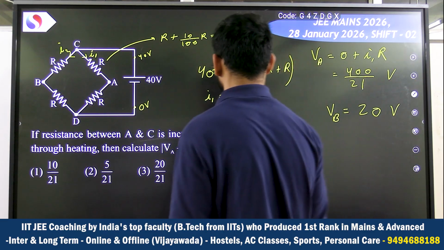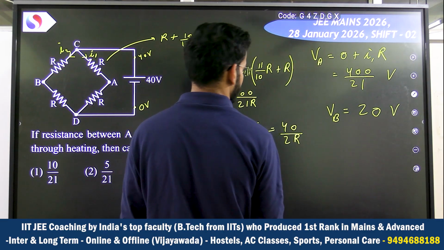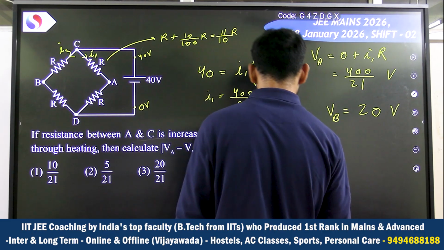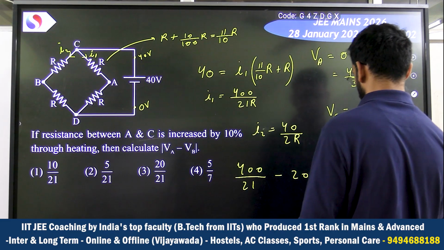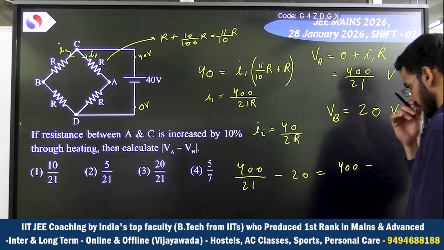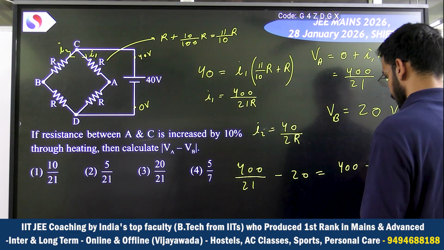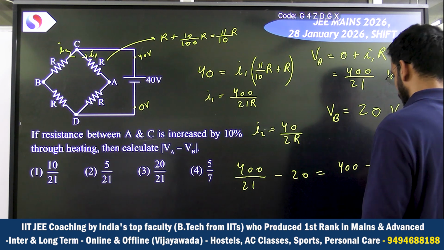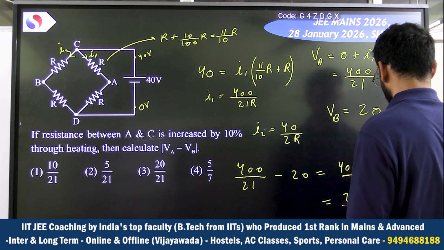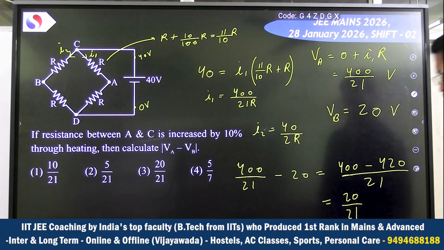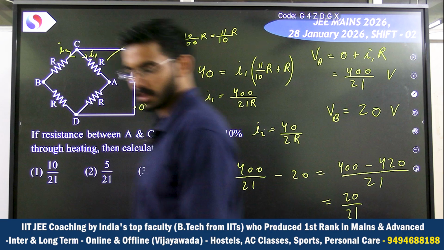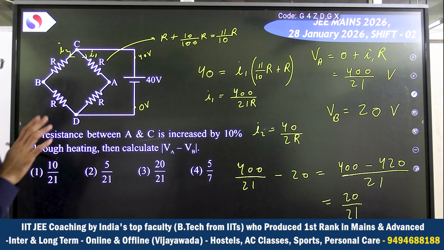Now if you subtract VA minus VB, what will you have? 400 by 21 minus 20, mod you can take later on, and this will be 420 by 21. So that will be 20 by 21 if you take a positive value. That's it. So I think the third option is the answer. You can go any way.